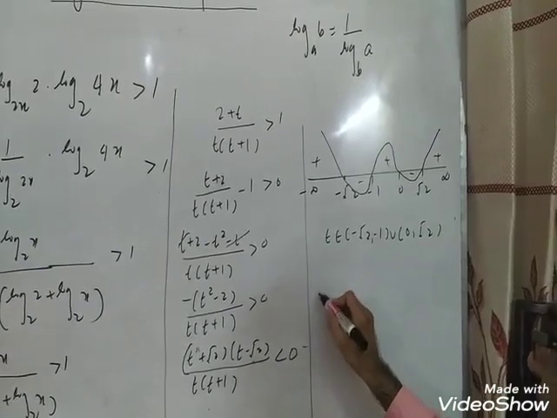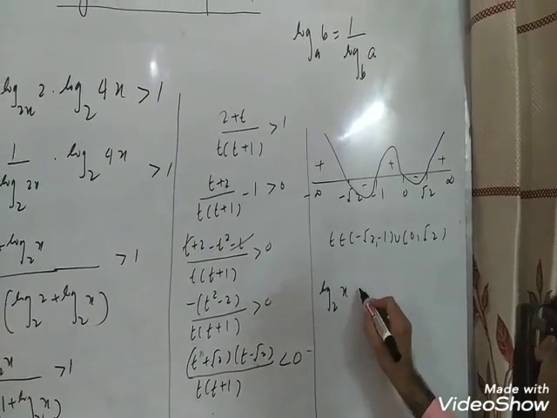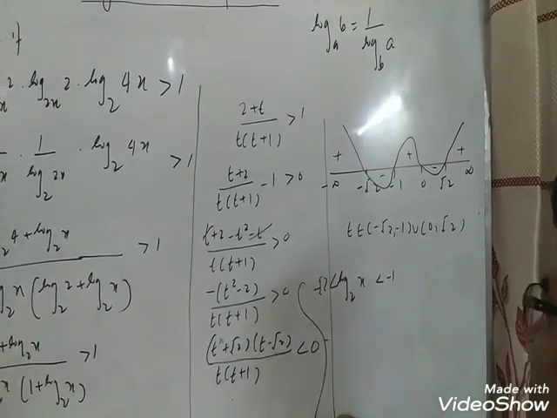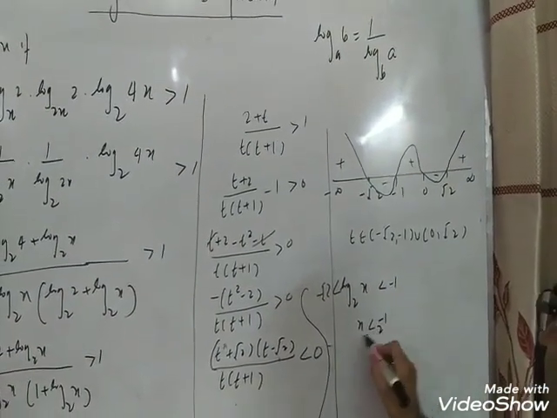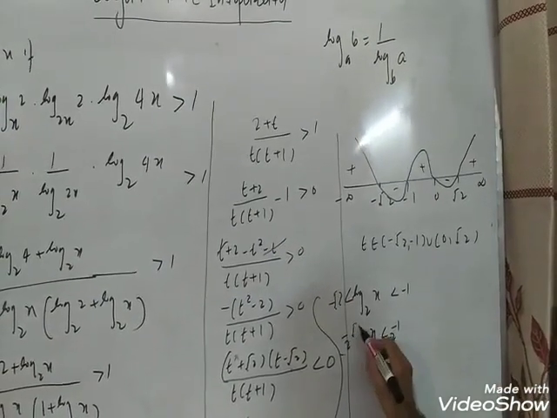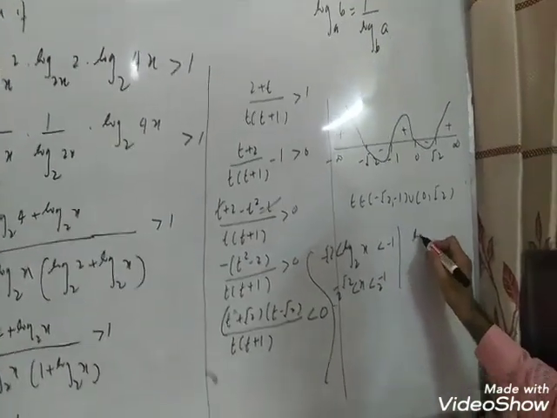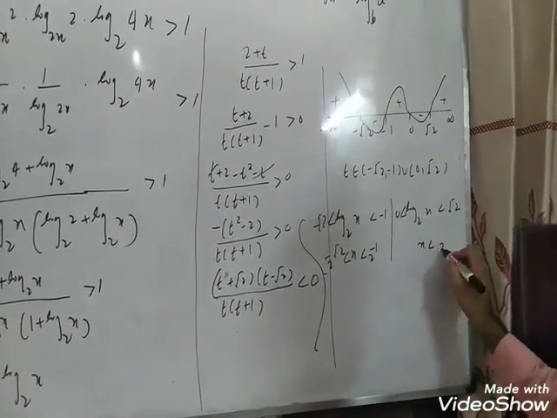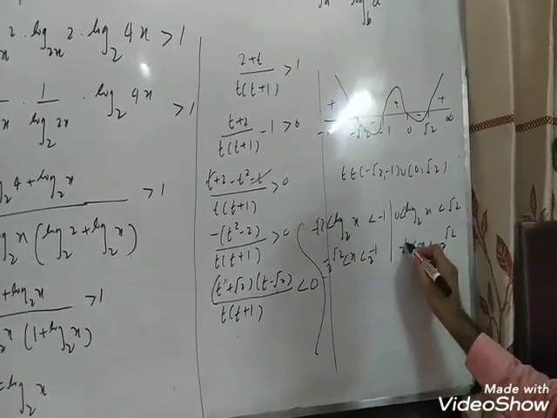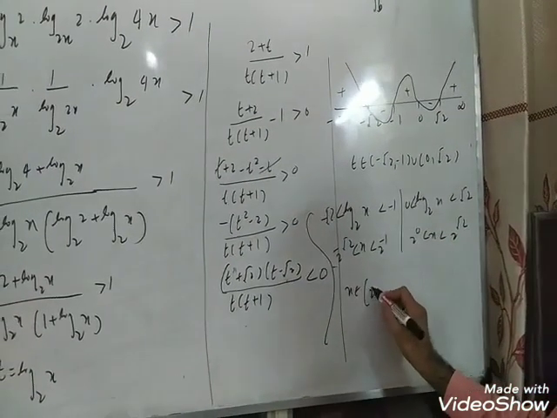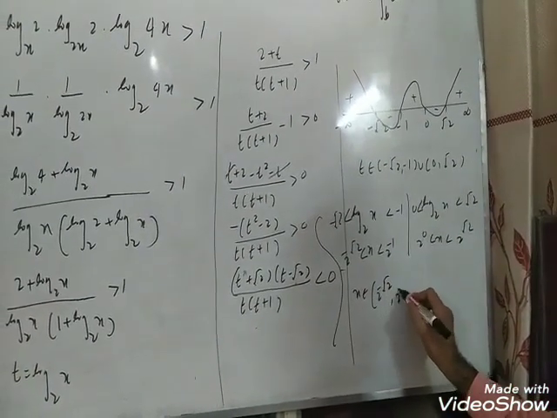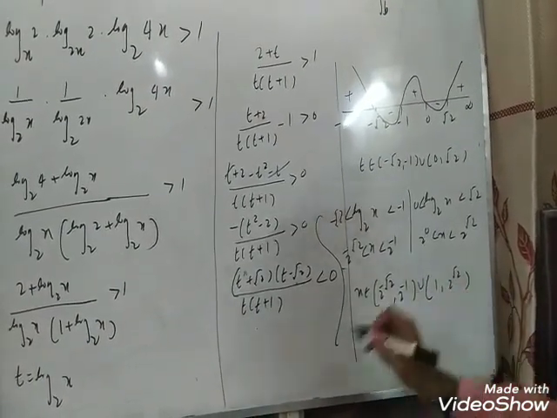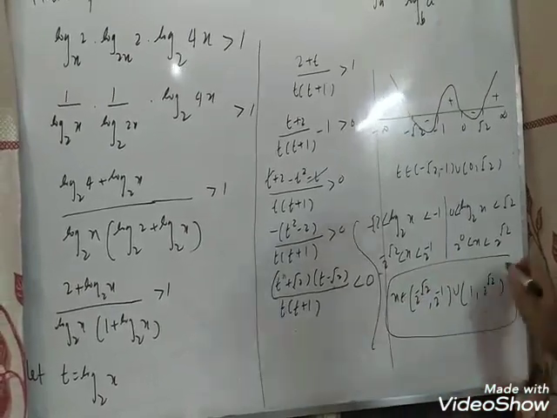So if log 2 x lies in between minus 1 and minus root 2, then x will lie between 2 to the power minus root 2 and 2 to the power minus 1. Similarly, when log 2 x is less than root 2 and greater than 0, x lies between 2 to the power 0 and 2 to the power root 2. So x is from 2 to the power minus root 2 to 2 to the power minus 1, union 1 to 2 to the power root 2. So this is going to be the final answer.